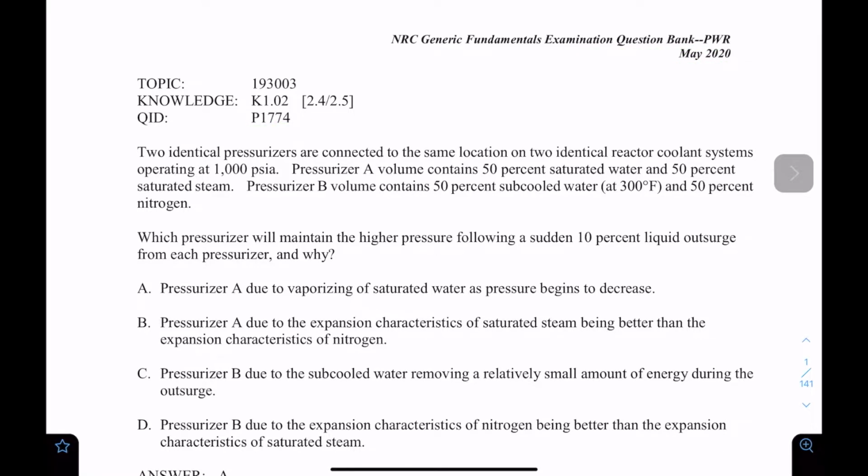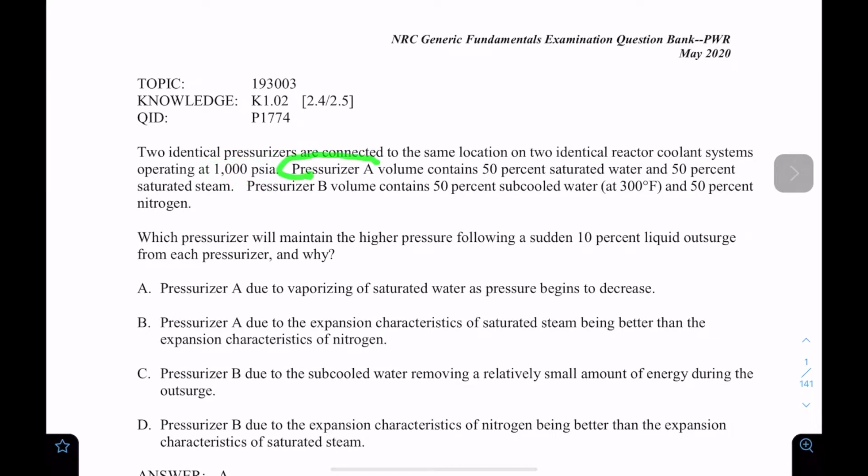So it says two identical pressurizers are connected to the same location on two identical reactor coolant systems operating at 1000 psia, right? The pressurizers need to have some pressure, right? Hence the name pressurizers. This pressure can be different, right? It can be all the way to 2250 psia. So this is not super important in this part.